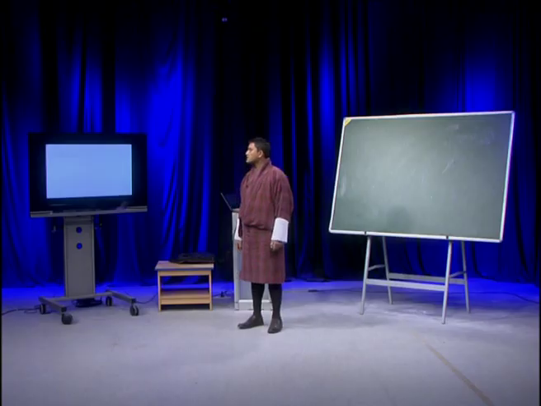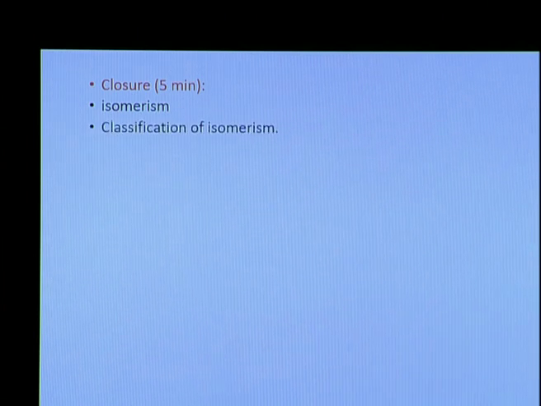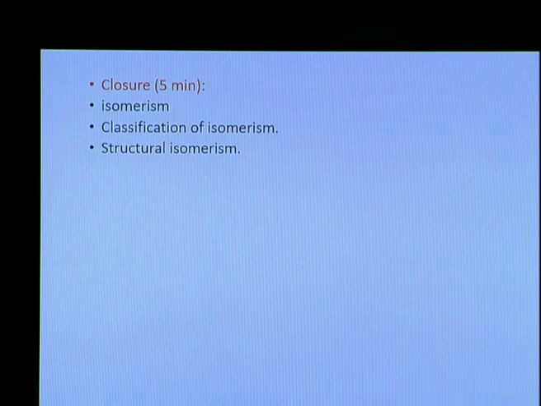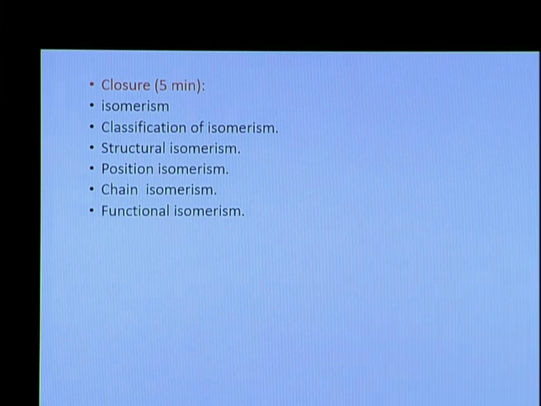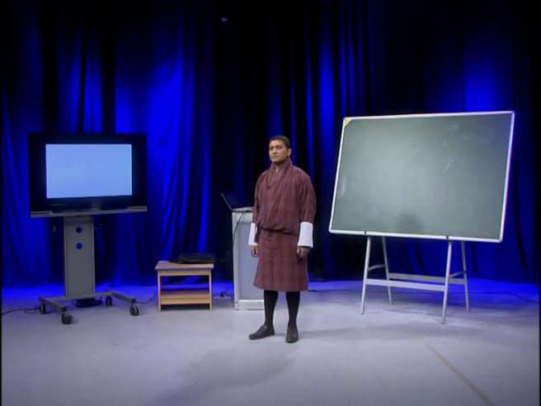Now, let us recapitulate what we did in today's lesson. First of all, we defined what isomerism is. Second, we classified the different types of isomerism: structural isomerism and stereoisomerism. Then we discussed structural isomerism, under which we have chain isomerism, position isomerism, tautomerism, metamerism, and functional isomerism. These are the different types of structural isomerism we discussed in today's lesson.